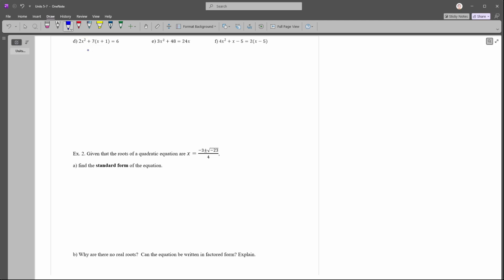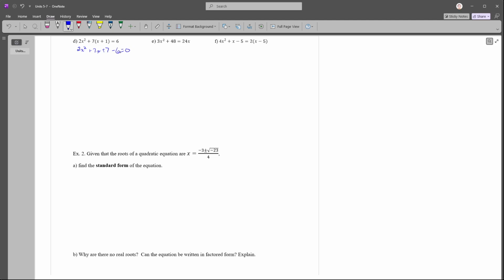So our job is to simplify this. So what do we do when we see a situation like this? That means we need to distribute that 7 through that set of brackets, and we need to get that 6 over to the other side because, remember, we need to set this whole thing equal to 0. So that means we have 2x squared plus 7 times x, which is 7x, plus 7 times 1, plus 7, and then we're going to bring that 6 over to the other side, so we have minus 6 is equal to 0.